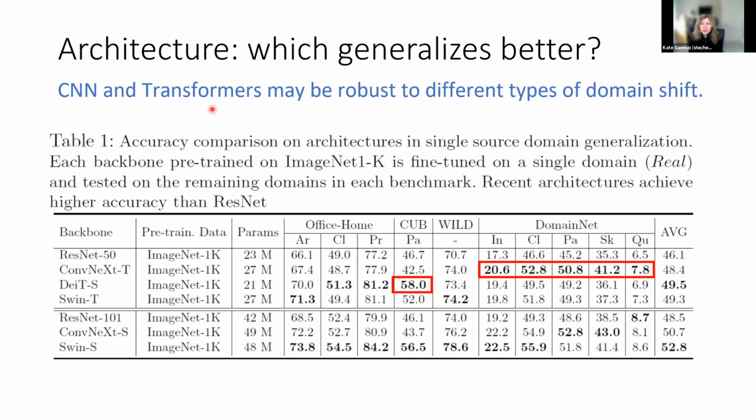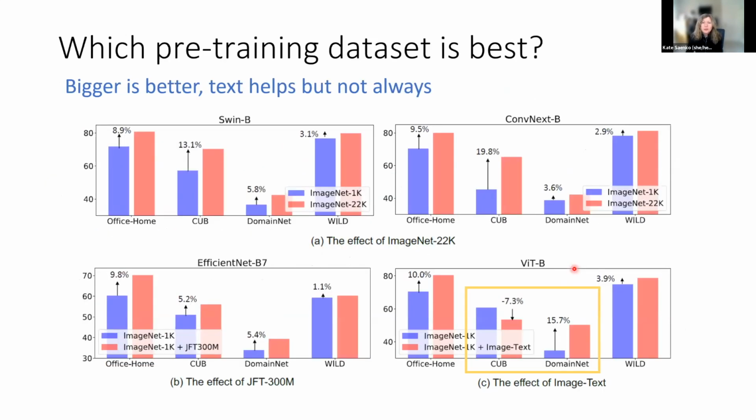The architecture picture here is less clear. CNNs and transformers are the two architectures we compared, and it seems that sometimes CNNs do better in certain data sets and other times transformers do better. In terms of the pre-training data set, again, the picture is bigger is better. For example, ImageNet 22K is better for generalization than ImageNet 1K.